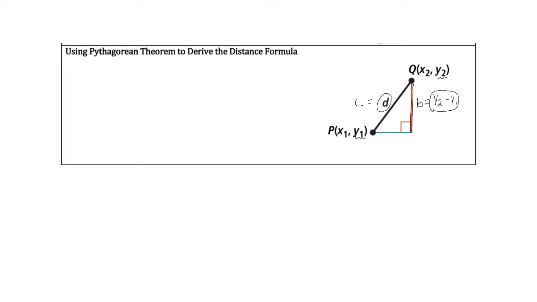And then this one, we're going left to right, so we're going to use the x1 and x2 coordinates. This is normally our A. For A, it's going to be x2 minus x1, and that's the distance for A. So we're going to use D for C, y2 minus y1 for B, and x2 minus x1 for A.